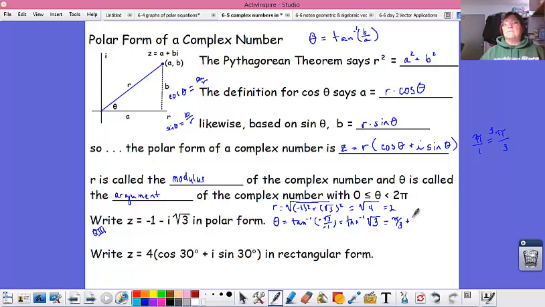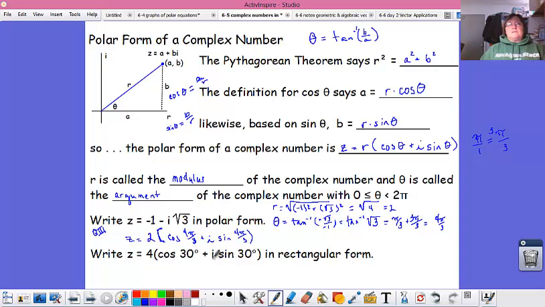So we're going to add 3 pi thirds here so that we get this angle into the quadrant where it belongs, which is the third quadrant. So that's 4 pi thirds. Now to write the number in polar form, z would equal the radius, I'm following this format, times the cosine of 4 pi thirds plus i times the sine of 4 pi thirds. And there you have it. We got it written in polar form.